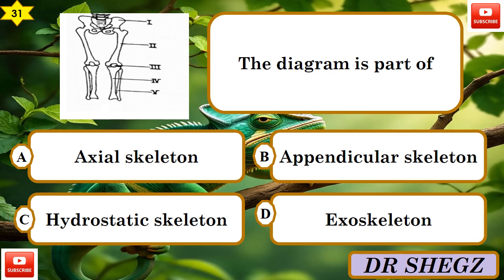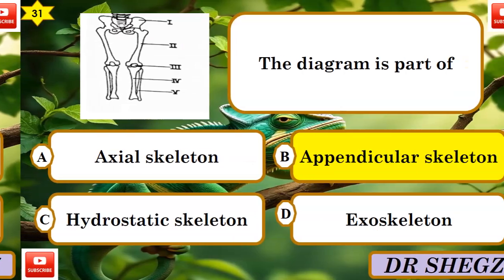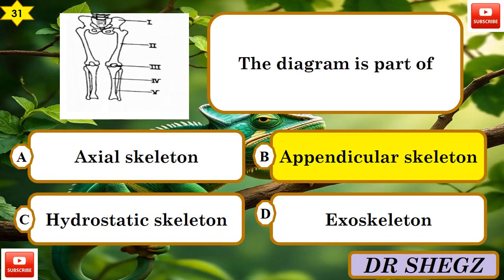The diagram is part of the particular skeleton. Remember, the diagram you can see here, you have the part of the hind limbs of humans, and of course it's part of the appendicular skeleton.